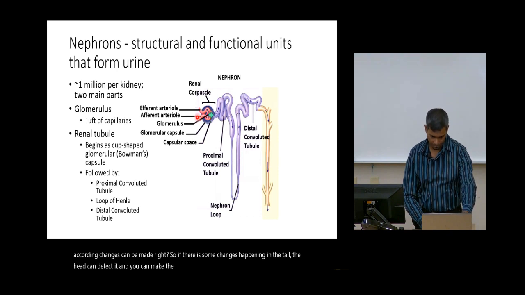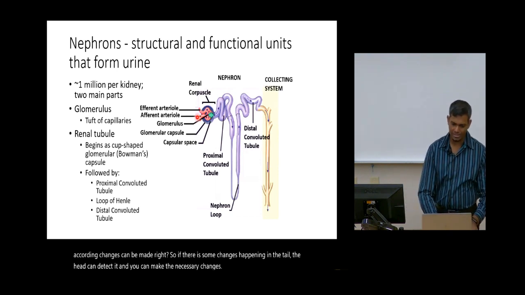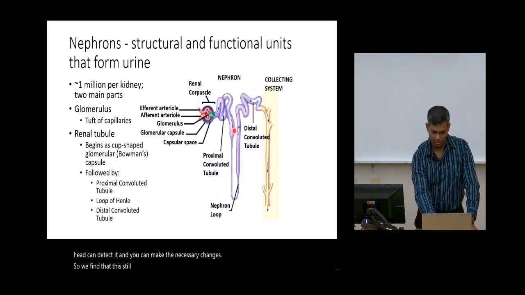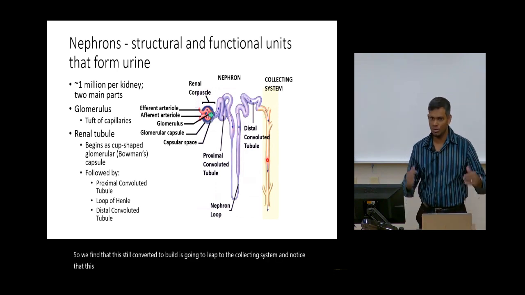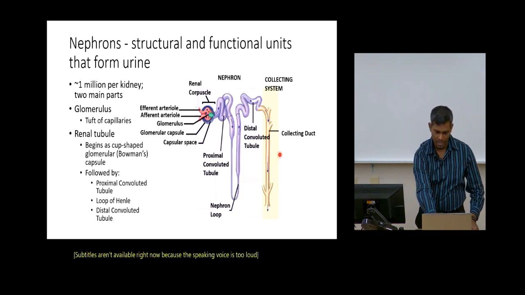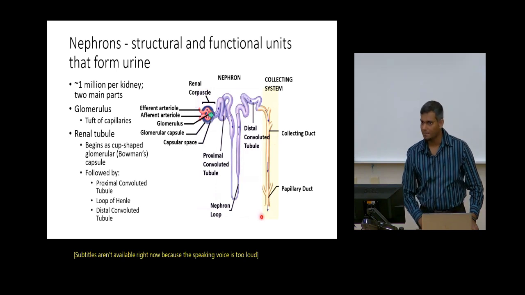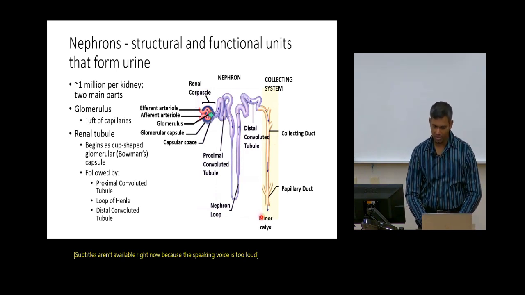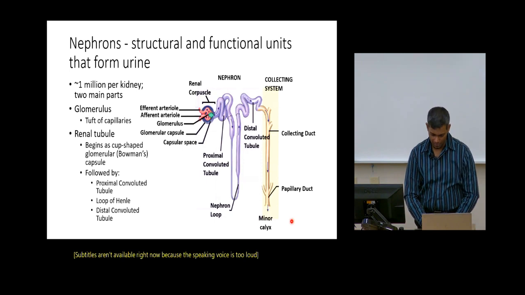So we find that this distal convoluted tubule is going to lead to the collecting system, and notice that this collecting system is going to receive fluid from multiple distal convoluted tubules, and this gives rise to a collecting duct, which will in turn give rise to a papillary duct, which leads to the minor calyx as well.